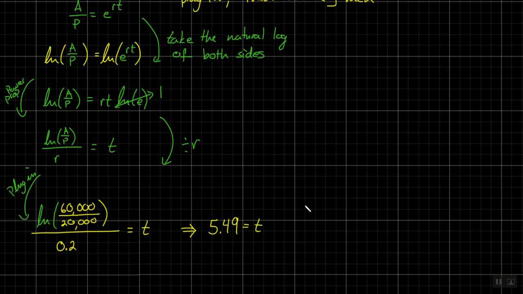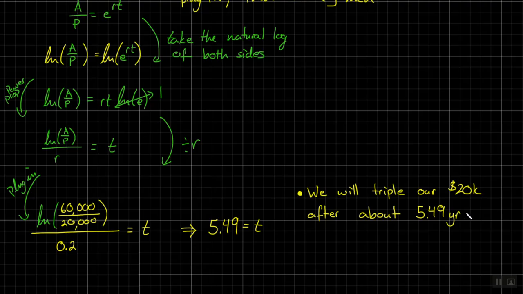I'm not going to give us the whole Porsche context. That was just a fun example. We will triple our money, and I'm going to say 20,000 after about how long? 5.49 what? Years.